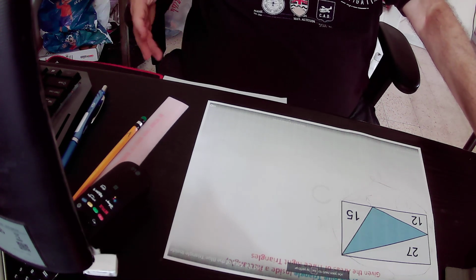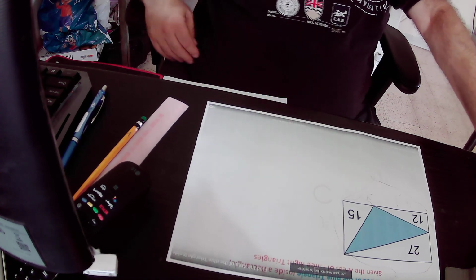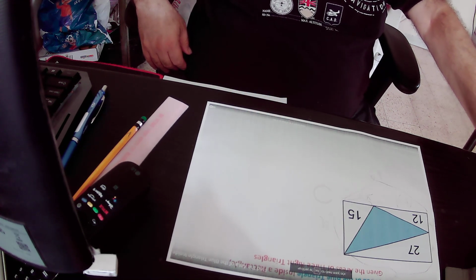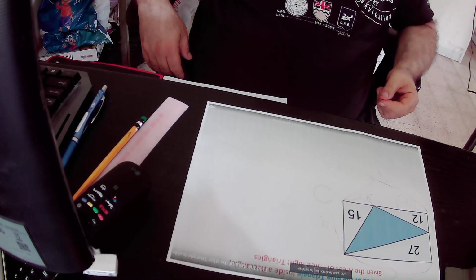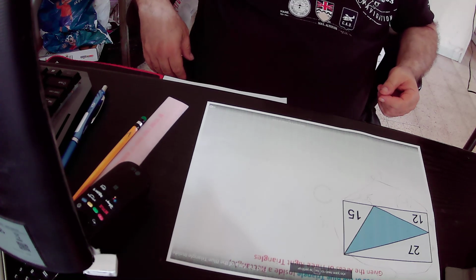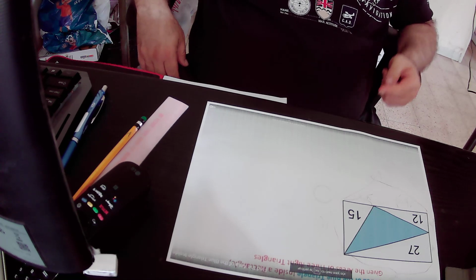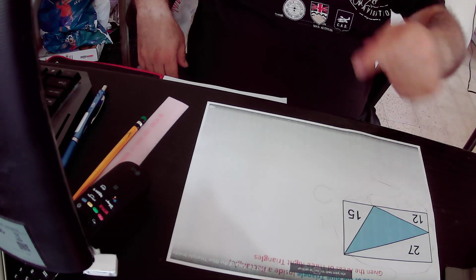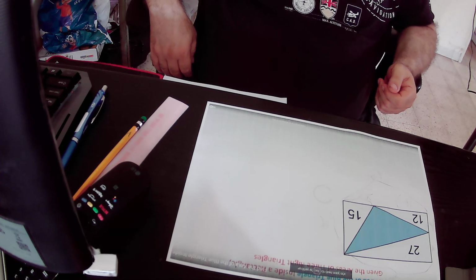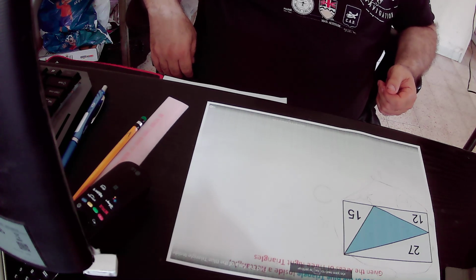And as I've already said, the areas of the right triangles are given to us, and we want to find the area of the blue triangle. So the area of the rectangle minus the sum of the areas of the right triangles equals the area of the blue triangle. So the only thing that is missing is the area of the rectangle.